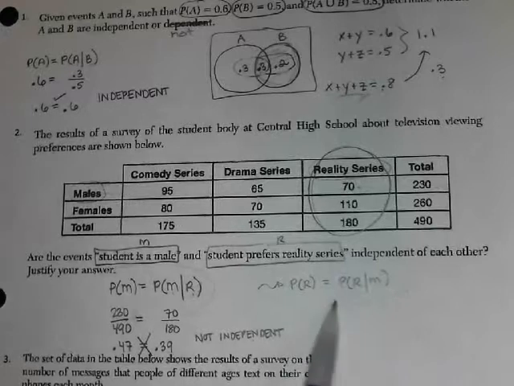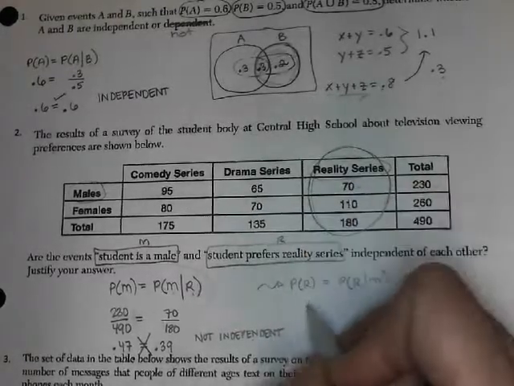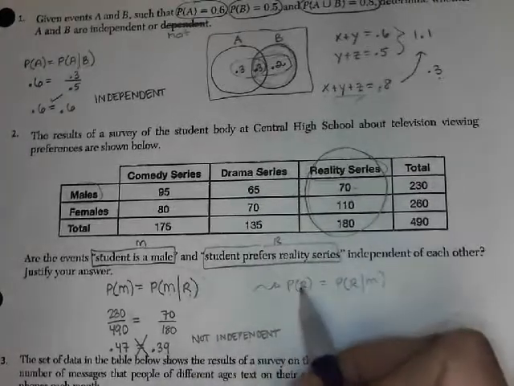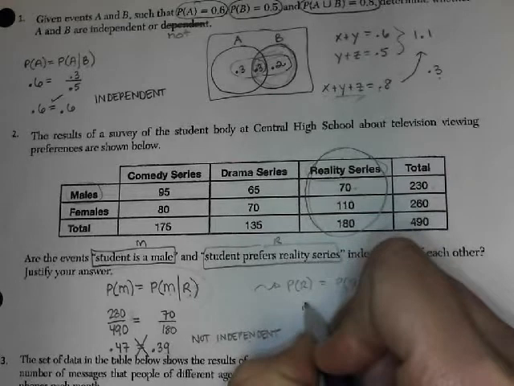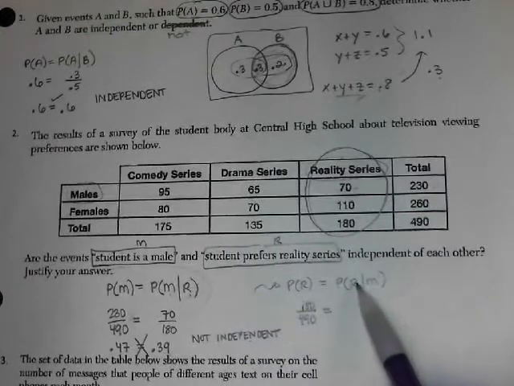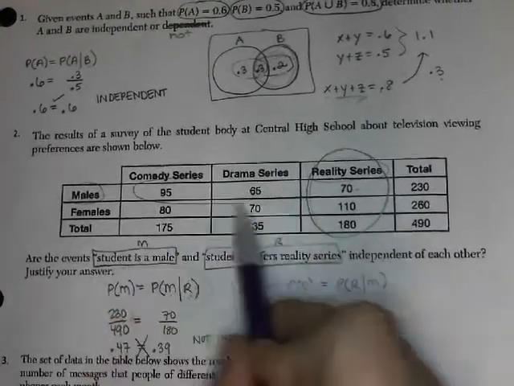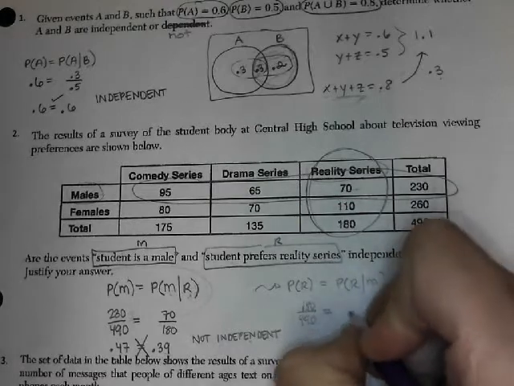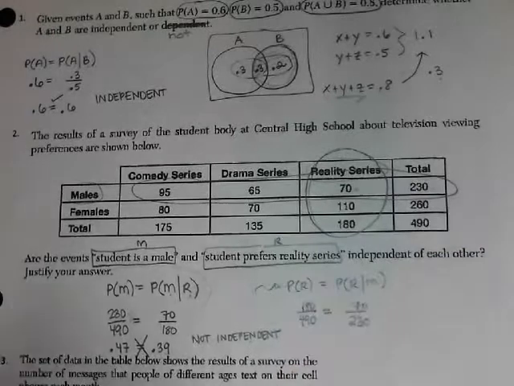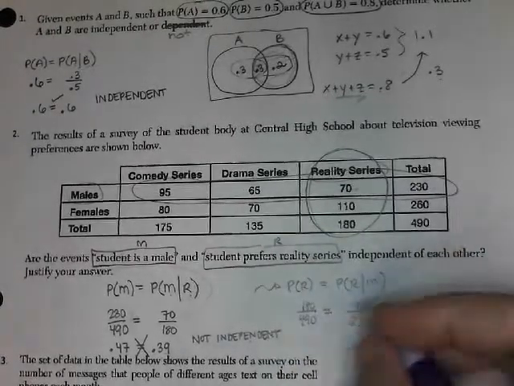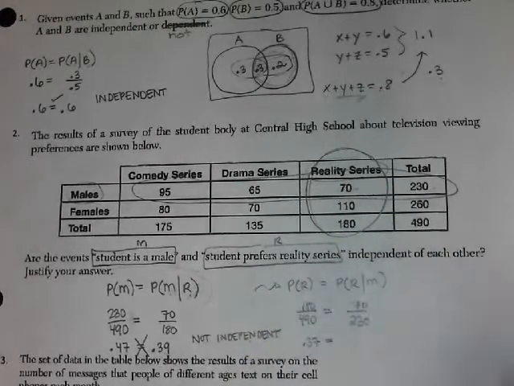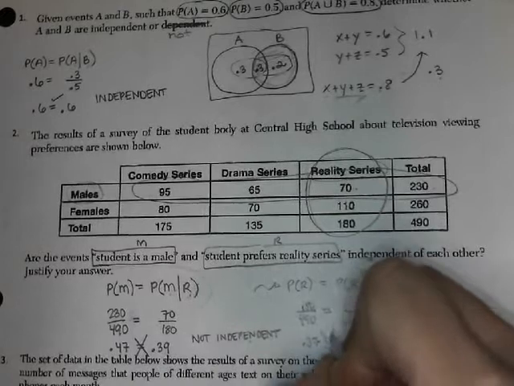And similarly, I could do this, and I should get two different numbers. They won't be the same numbers as these by any stretch, but they should still both not be equal. So your probability of liking a reality series is 180 out of 490. And your probability of liking a reality series given that you're a male, so out of all of our males, out of the 230, how many of those 230 like a reality series? 70. And if I compare those, I get 0.37, and compare that to 70 out of 230, 0.30. So again, not equal.